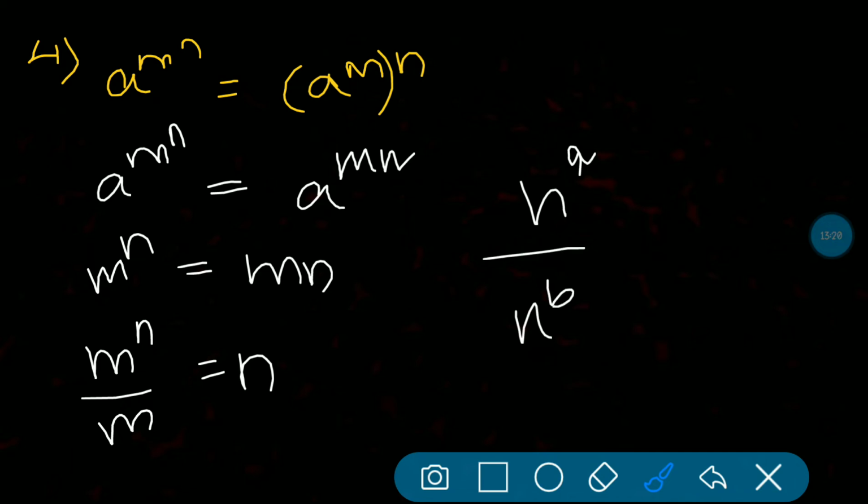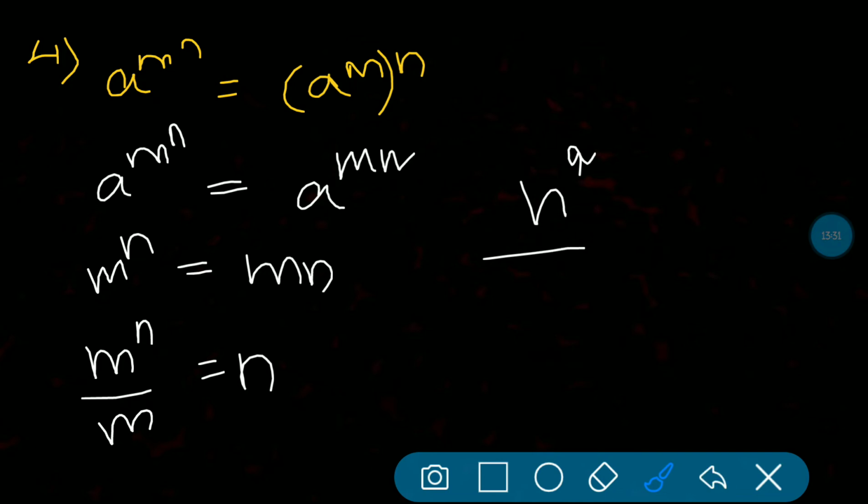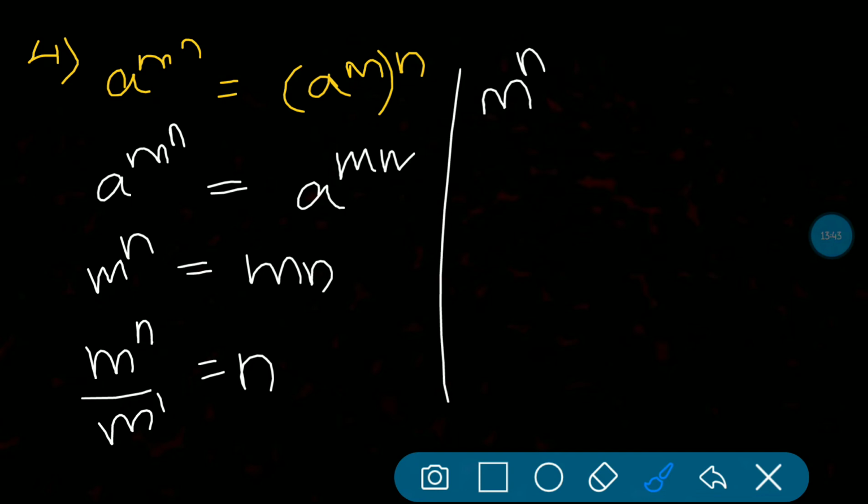Now I will make you remember one law of radicals. n power a divided by n power b, how do you solve it? It is obviously n power a minus b, because when the bases are same, these two can be subtracted. In that similar way, we are going to use here m power n divided by m. Here if nothing is there, it is 1, right? So m power 1. So m power n minus 1 equal to n.